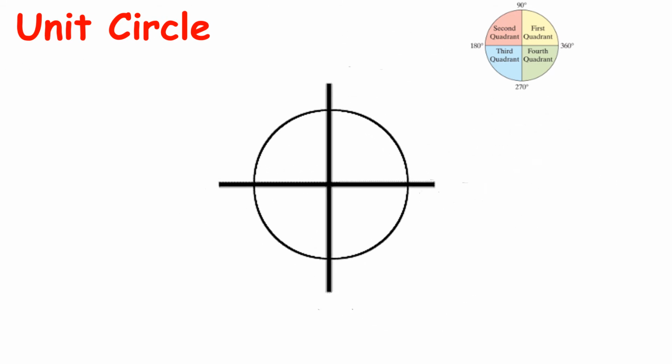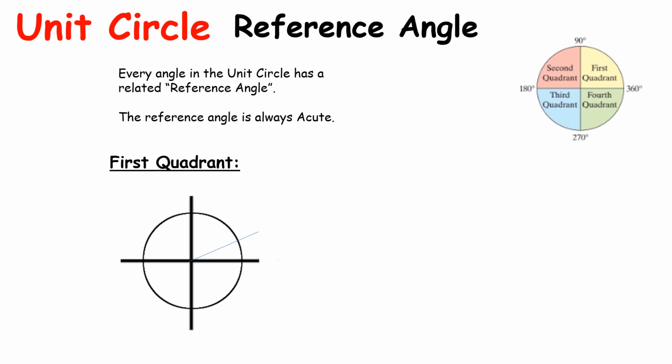So what I have up here in the top right hand corner is just a little bit on our quadrants again. We talked about that at the start of the video: first quadrant, top right hand corner, and then it goes second quadrant, third quadrant, fourth quadrant. So here's my unit circle, and what I want to talk about is this idea of a reference angle. Every angle in the unit circle has a related reference angle, and the reference angle is always acute. The reason we work with acute angles is because that's what we've always worked with. It's much easier to work with, and if we can bring everything back to a simpler acute angle, it makes all of our questions very easy.